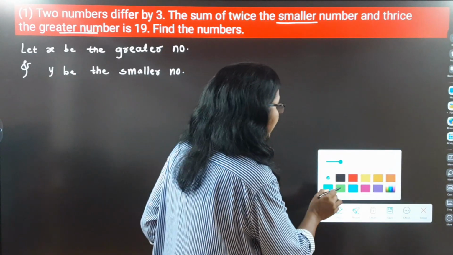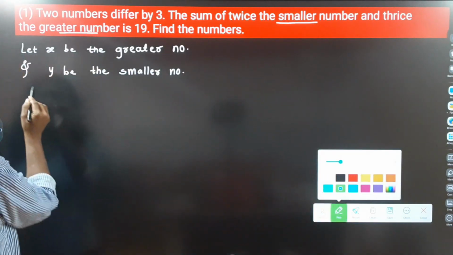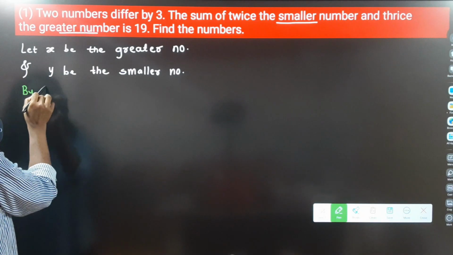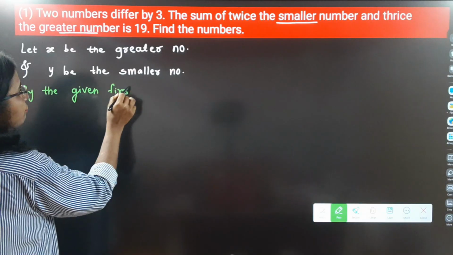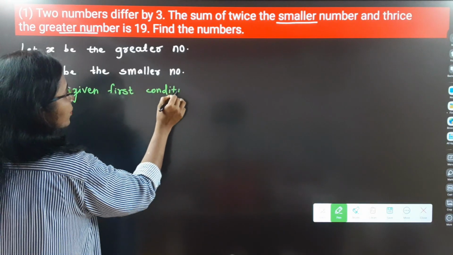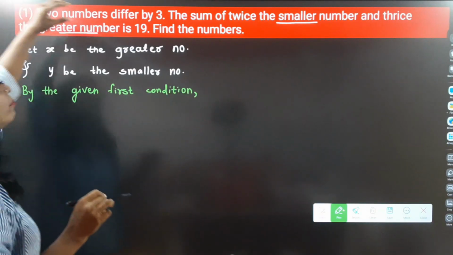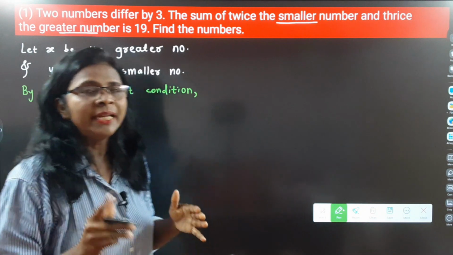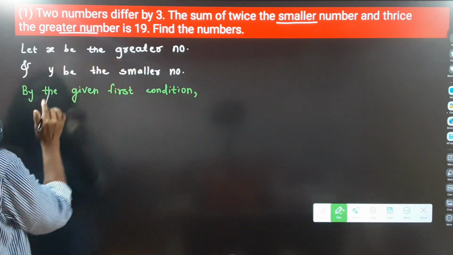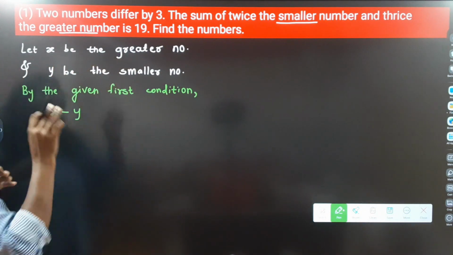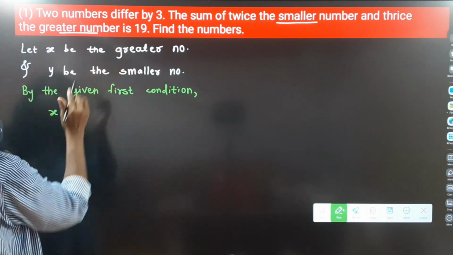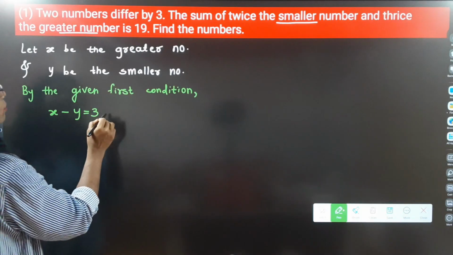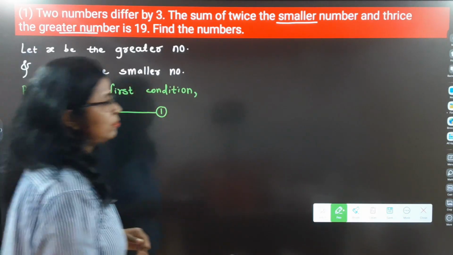Then, students, there is a first condition in this example. So I write, by the given first condition, that is, two numbers differ by 3. The two numbers are y and x. The greater is x, so x minus y. Two numbers differ means their difference, means their subtraction, is 3. So x minus y is equal to 3. I call it the first equation.